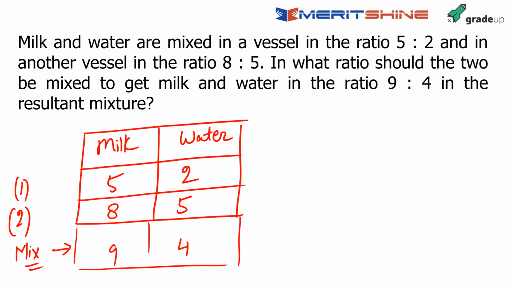Fine. Look at this now. The moment I look at this ratio, if you remember the last lecture, we just add this up all the time. The reason why we add this up is this gives us quantities. Look at this, milk and water, 5 plus 2 is 7. So it means that out of 7 units, 5 milk, 2 water. This is 8 plus 5, 13. So out of 13 units, 8 milk and 5 water, and this is also 13 in the mixture, which means 9 milk and 4 water. Fine. So one way is that you use fractions and you do alligation and you get the answer.